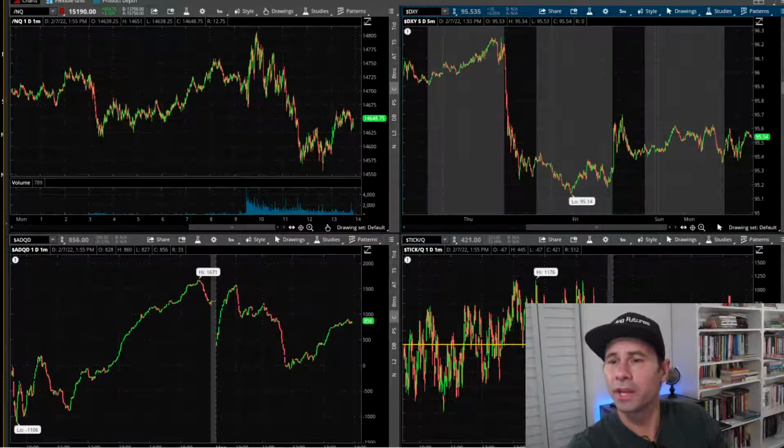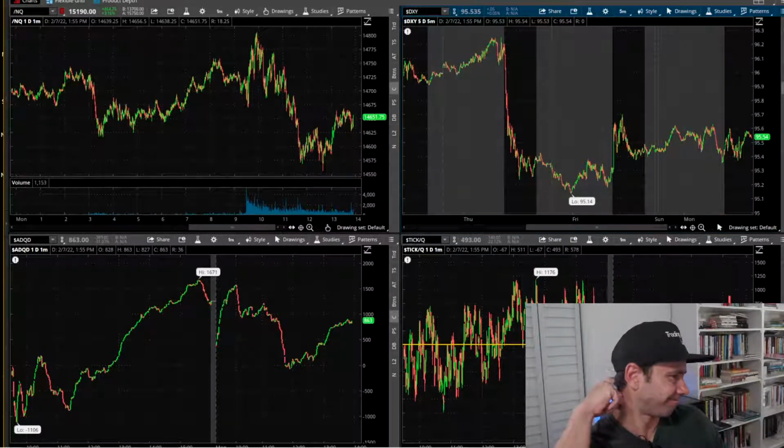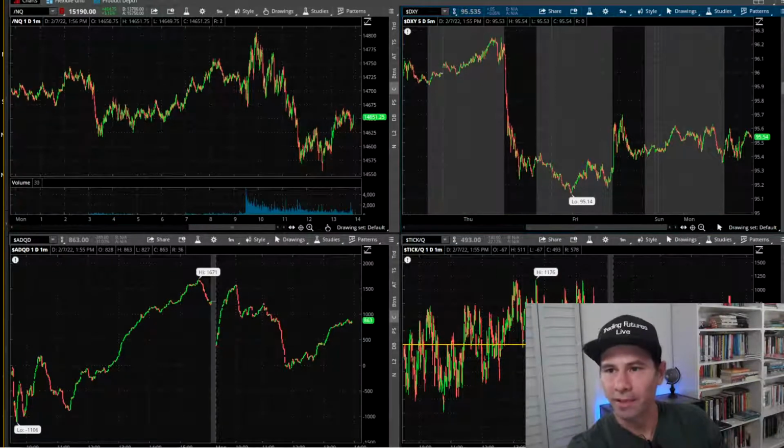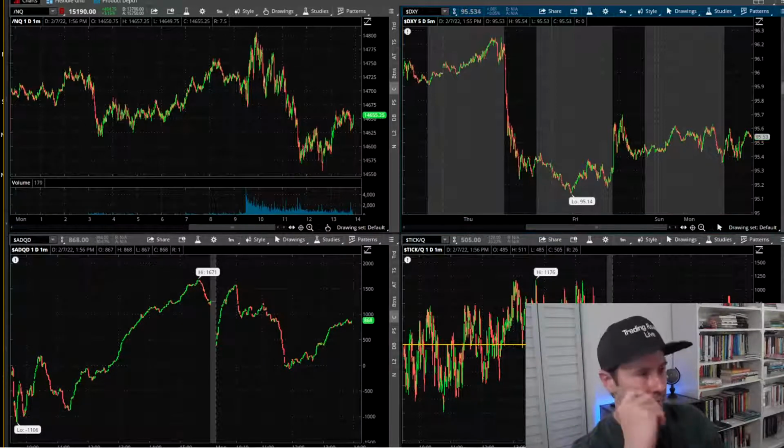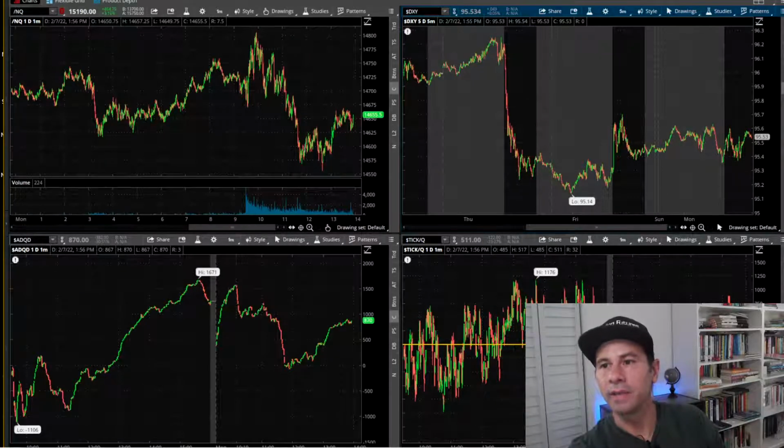So what you're watching right there is the TD Ameritrade Thinkorswim software. It's the only platform that I have found I could go back and retest, backtest with replay, market replay, regarding the tick chart and the ADQD.